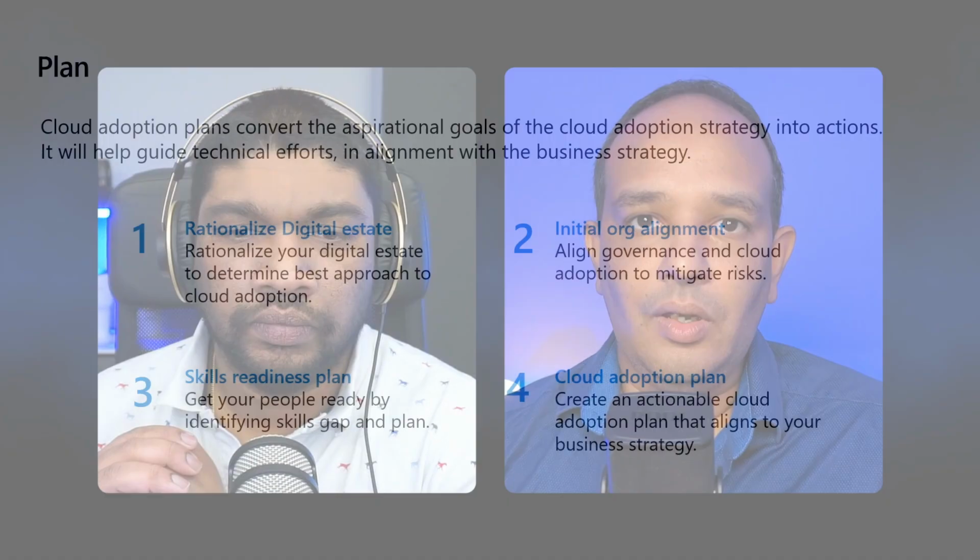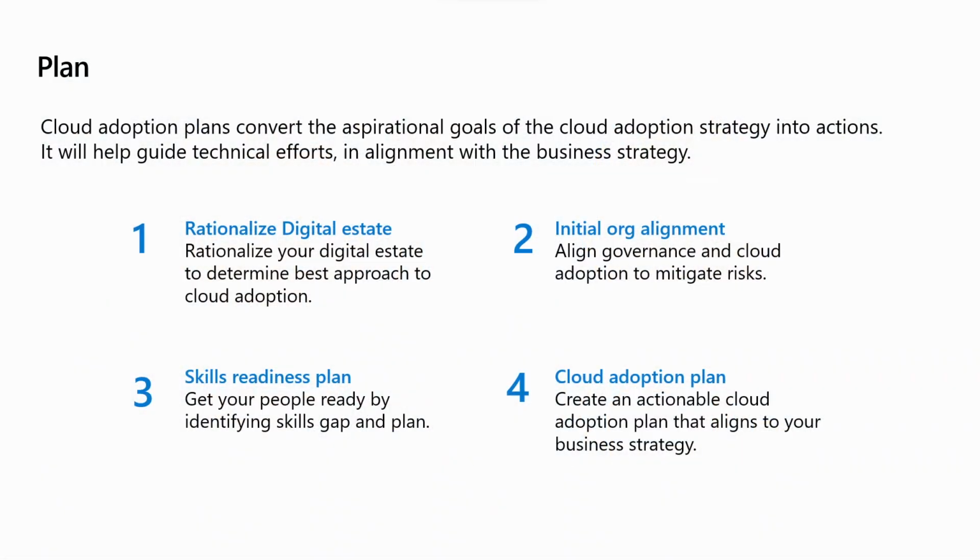Right. So the cloud adoption plan converts the aspirational goals of the cloud adoption strategy into actions. It will help guide technical efforts in alignment with the business strategy. So there are four phases to the planning. Number one being rationalized digital estate. Number two being initial org alignment. Number three being skills readiness plan. And number four being the cloud adoption plan. So these are the four steps that we will be looking at in more detail in the upcoming slides.